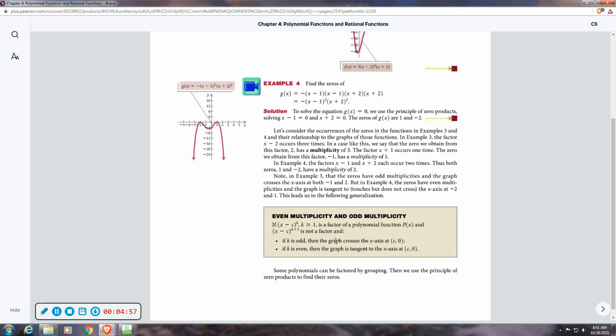This tells us whether the graph crosses at that number or not. So if k is odd, which is talking about that multiplicity, then it crosses at that number. If k is even, it's tangent or flattens out. So it may just touch and turn around. See how these touch? That's referring to those zeros. So it doesn't actually cross the line, it touches and turns around.